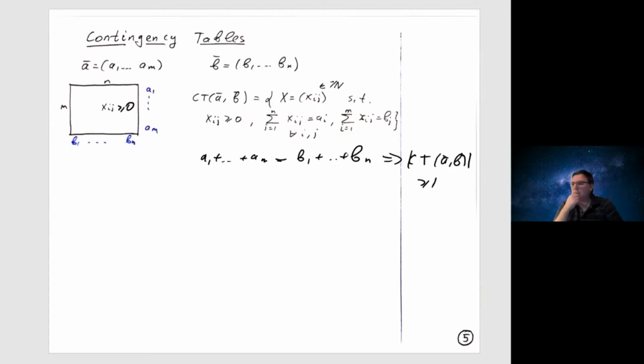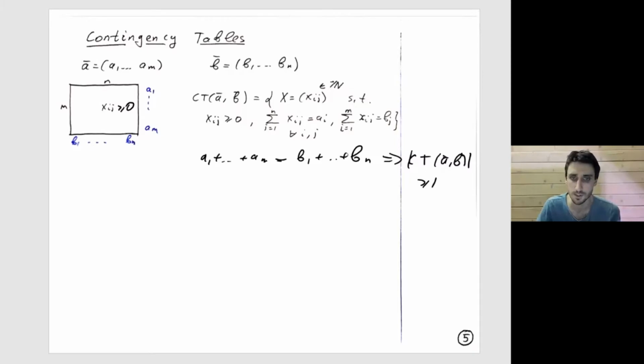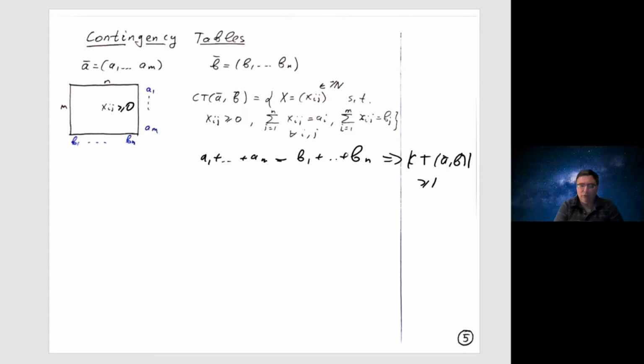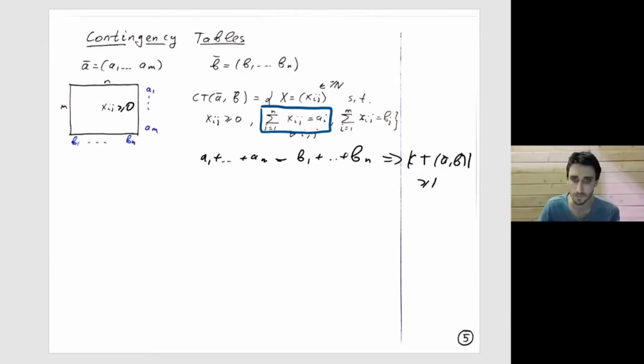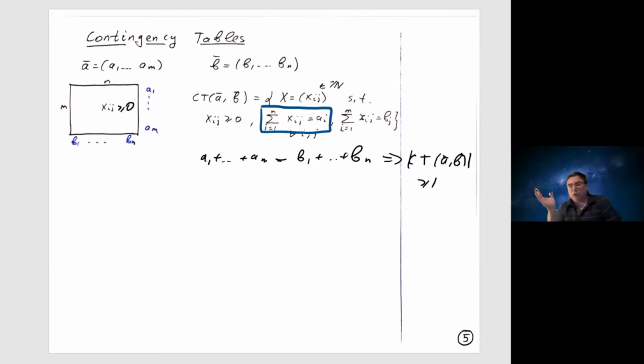Everyone clear about this? And if there are some restrictions from above on xij? No, no. You know that they have to add up to the given sums. If there were restrictions, that would be a harder problem. For example, if xij was 0 or 1, that would be similar to counting graphs. In this case, this is like counting multigraphs, bipartite multigraphs.